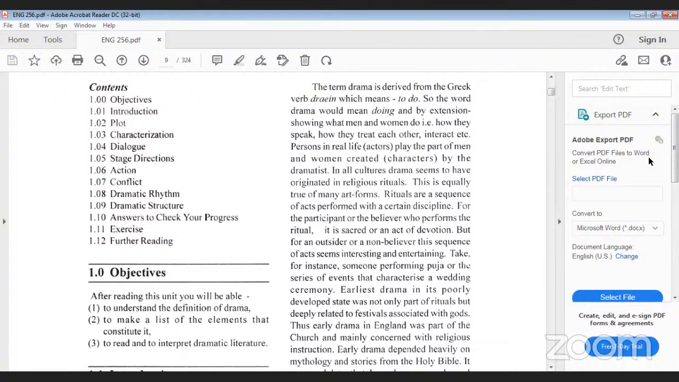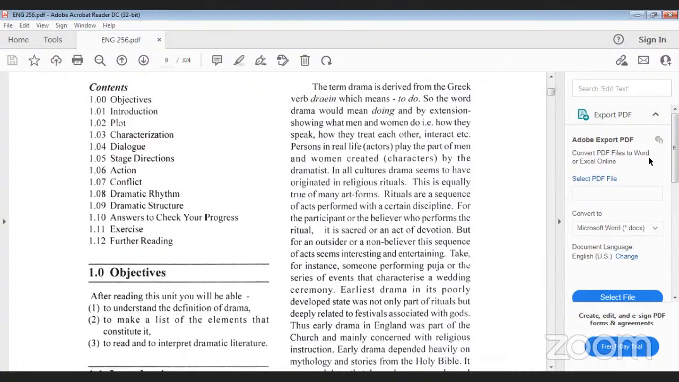In all cultures, drama seems to have originated in religious ritual. This is equally true of many other art forms. Rituals are a sequence of acts performed with a certain discipline. For the participant or believer who performs the ritual, it is sacred, an act of devotion. But for an outsider or non-believer, this sequence of acts seems interesting and entertaining. Take, for instance, someone performing puja or the series of events that characterize a wedding ceremony.